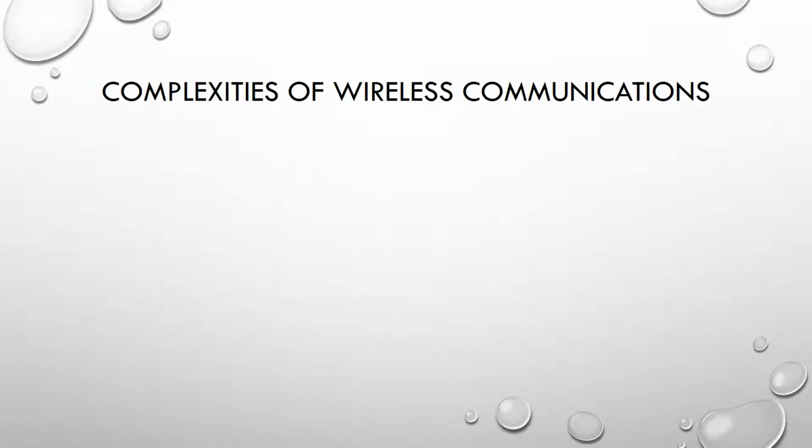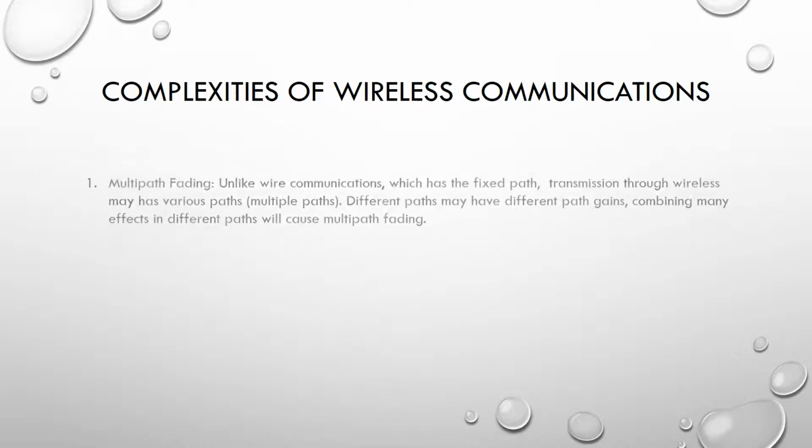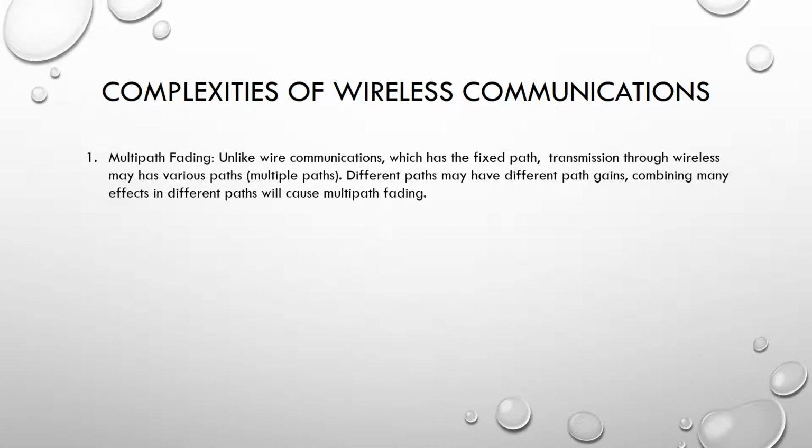Next, we need to know the complexities of wireless communications. The first one is multipath fading. Unlike wired communications, which have a fixed path, transmission through wireless may have various paths. It is also called multiple paths. Different paths may have different path gains. Combining many effects in different paths may cause multipath fading.